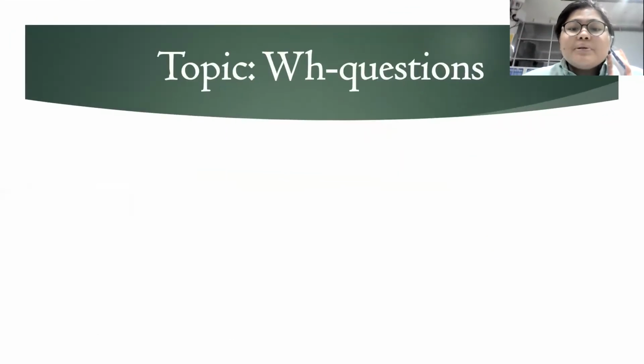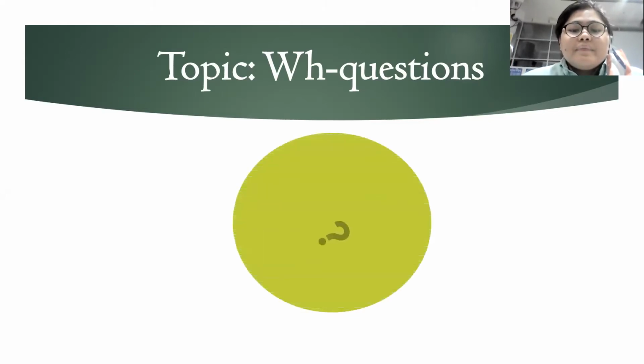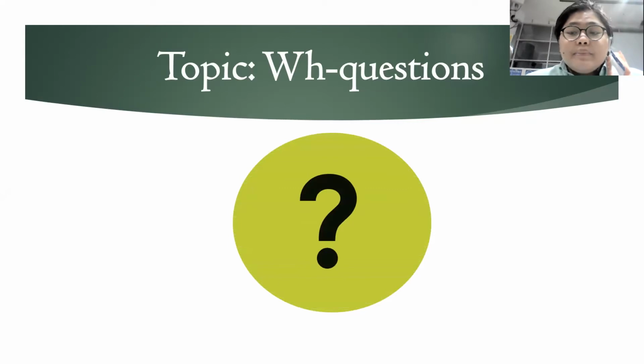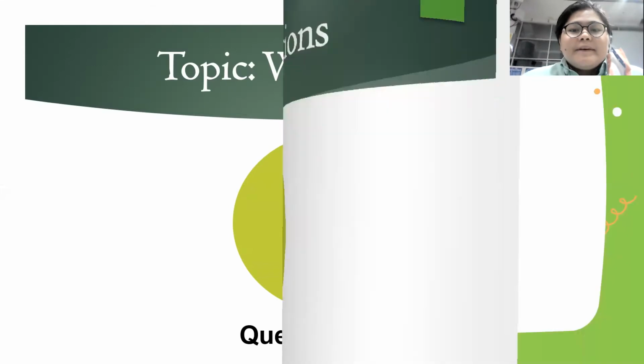So what symbol do we use when we make a question? Are you familiar with this symbol? Good. You call this question mark. So the symbol we use to ask a question is question mark. Very good. So let's start with the first WH.